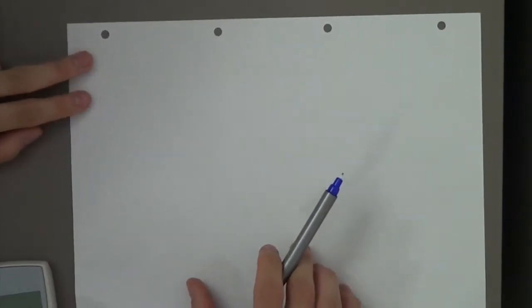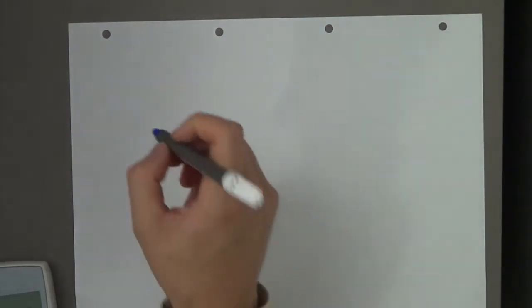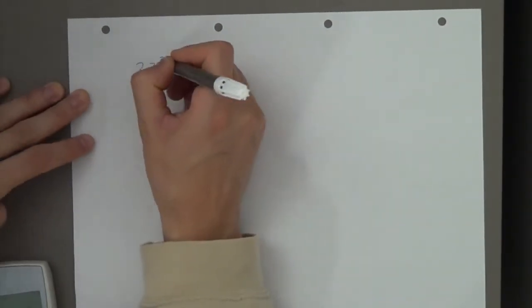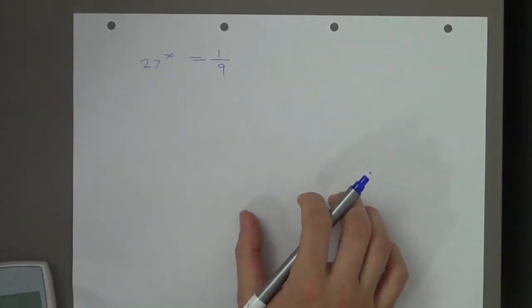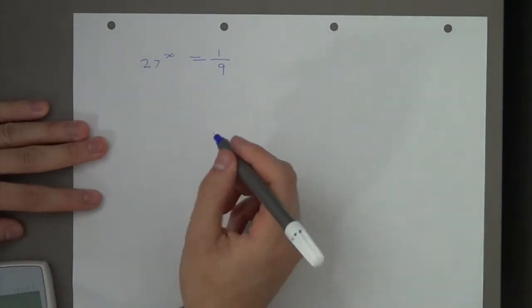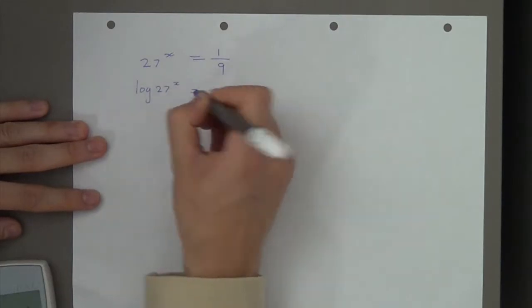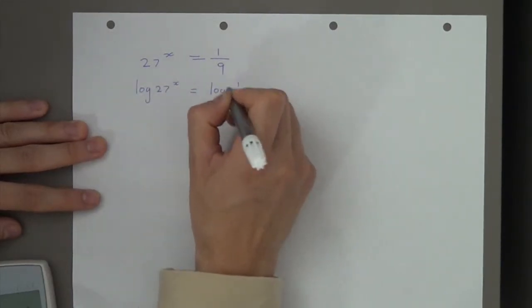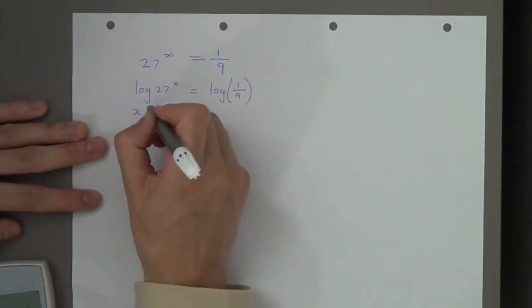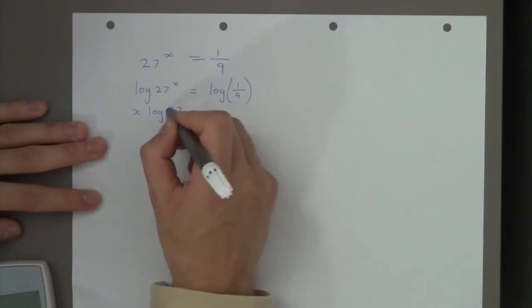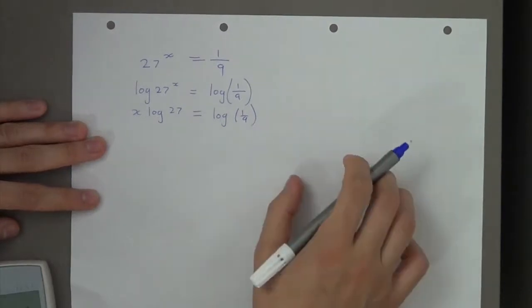Right, here's another question for you to practice your logs. So this time, the question is, what is x if 27 to the power of x is equal to 1 over 9? Okay, how on earth are we going to do this? So let's log both sides. So I'm going to do log 27^x equals log 1/9. Same as last time, I'm going to move this x here, so it becomes x log 27 equals log 1 over 9. Okay, pretty straightforward.